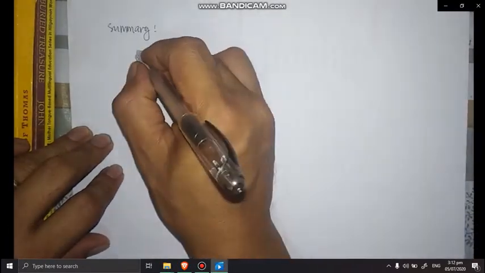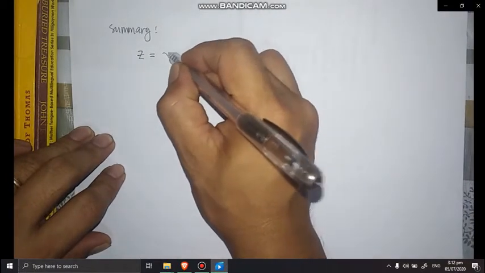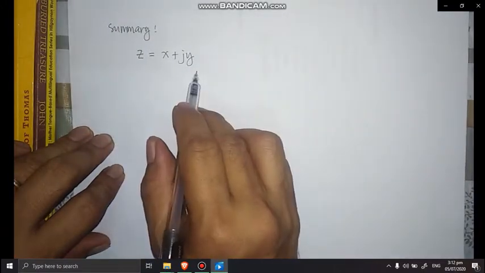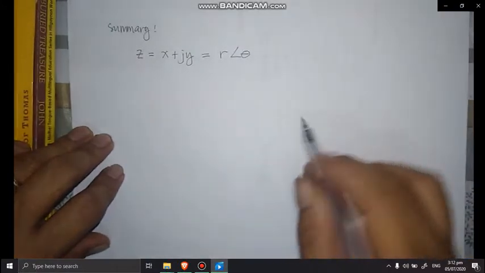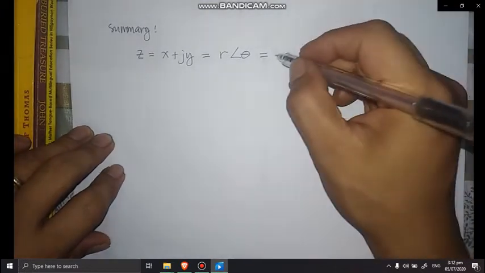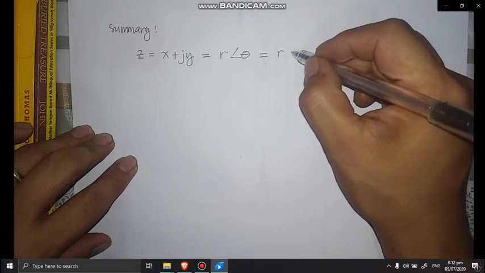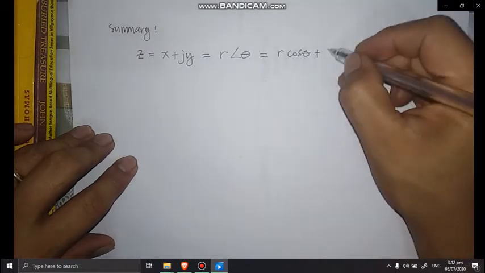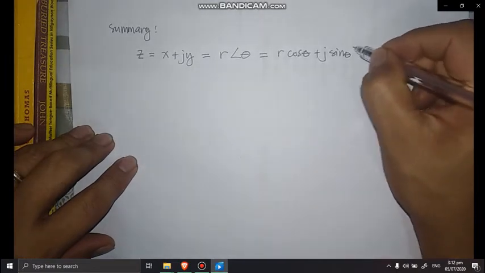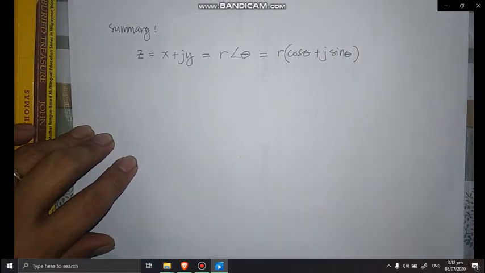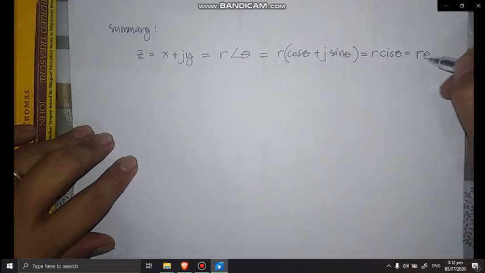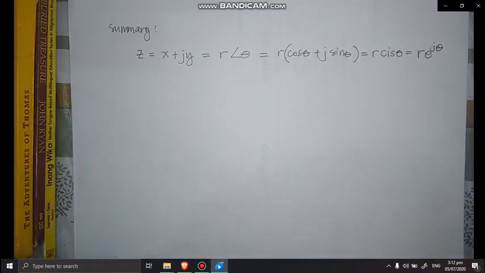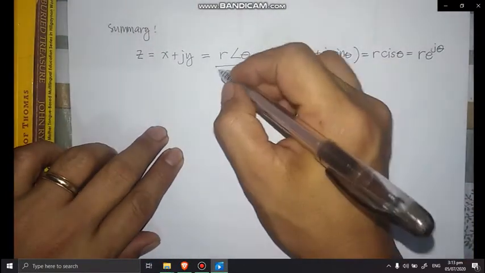Okay, to summarize, z is equal to x plus jy is the rectangular form of the complex number. You can also write that as r angle of theta, that is your complex number in polar form. That is also equivalent to r multiplied by cosine of theta plus j sine of the angle theta. Now that is r cis theta form. That is also equivalent to r multiplied by e raised to j theta. That's in exponential form. So we can have 1, 2, 3, 4, 5 forms of the complex number.